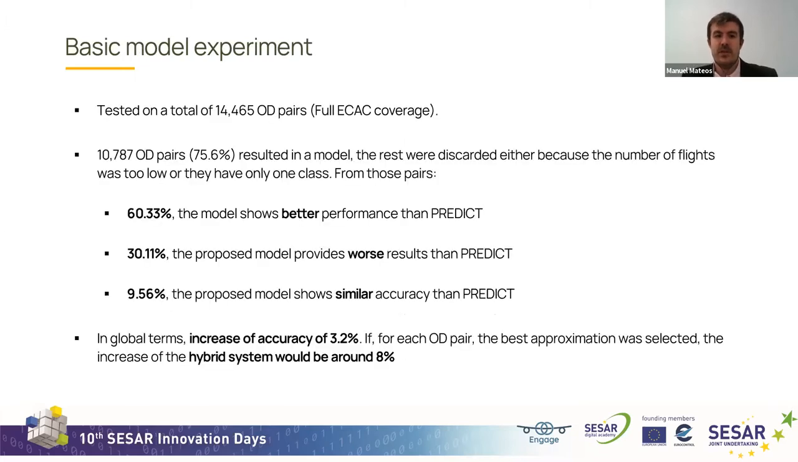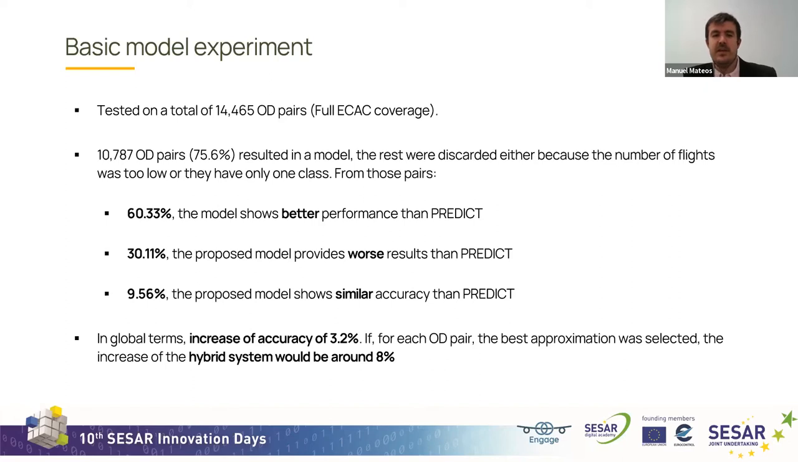For the basic model experiment, we managed to extend it to the full CAC area. In total, it was 14,465 OD pairs, from which about 75% result in a machine learning model. The other ones could not generate a machine learning model either because they have very few flights in those OD pairs, or because they have only one requested flight level. So it makes no sense to make a machine learning model out of this.